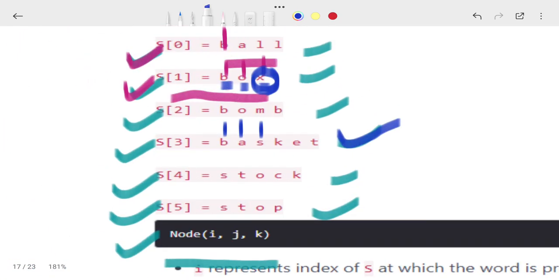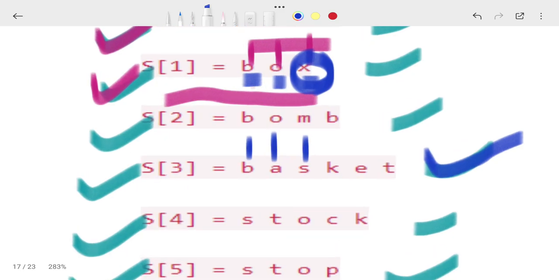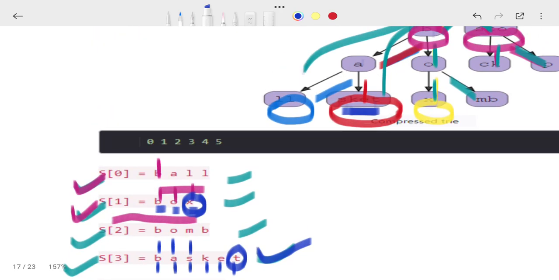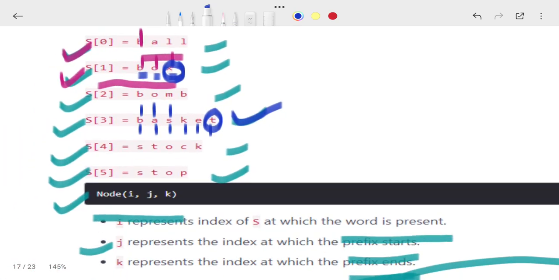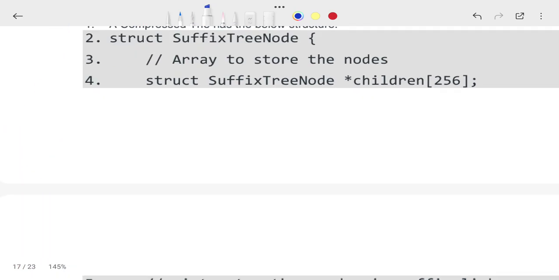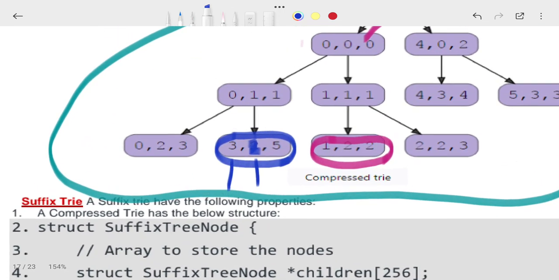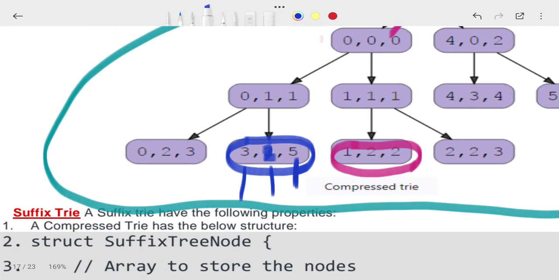Okay, done. Now third one, BASKET, 0, 1, 2, 3, 4, 5. So at 5 my T is present. Now you can see BASKET, my last word is T. So where is my end position? My end position I have written also here. My end position is 5, so I have written 5 here. I think that now you can understand very easy.